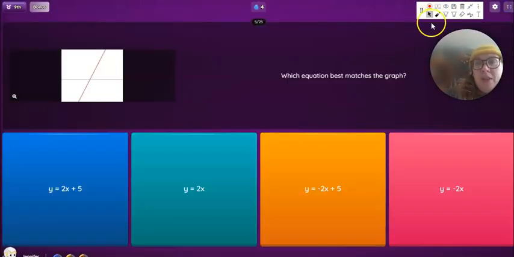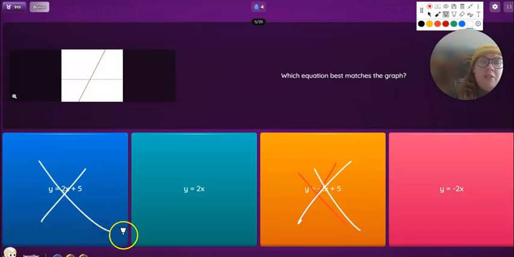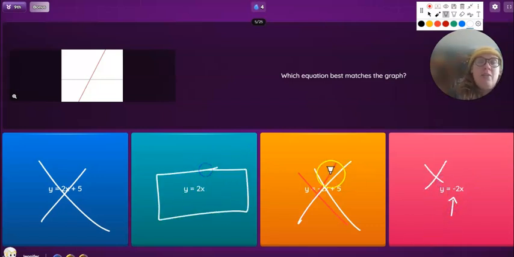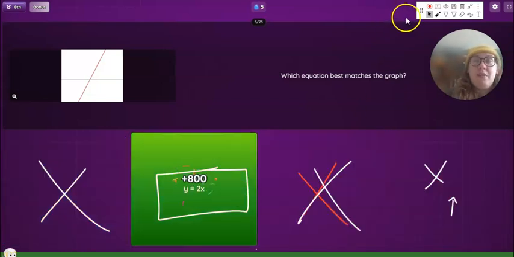So if we look at our options, it cannot be these two, because those have a y-intercept of 5. And this one has a negative slope, so it can't be that one. So it has to be y equals 2x, because that has a positive slope and a y-intercept of 0.